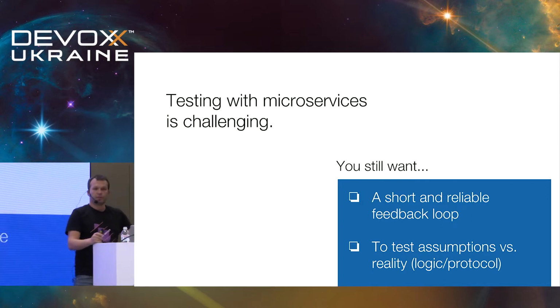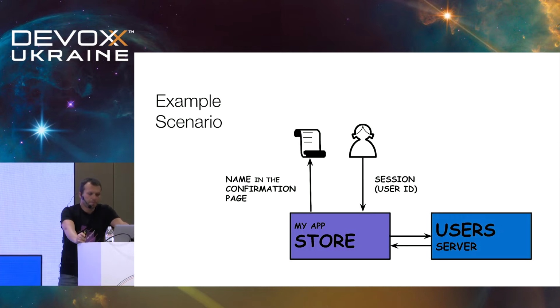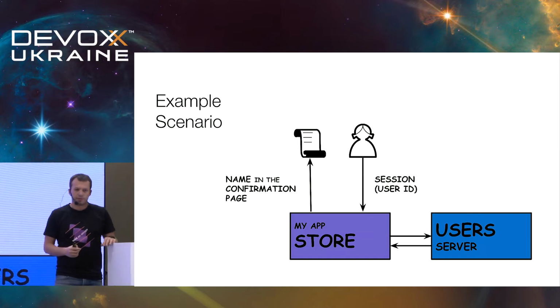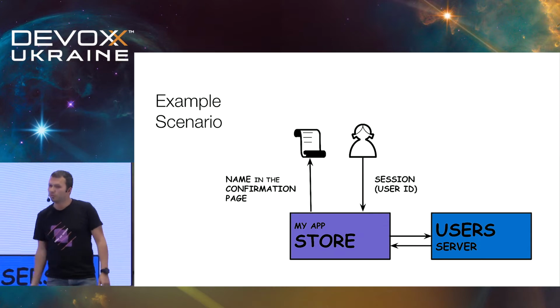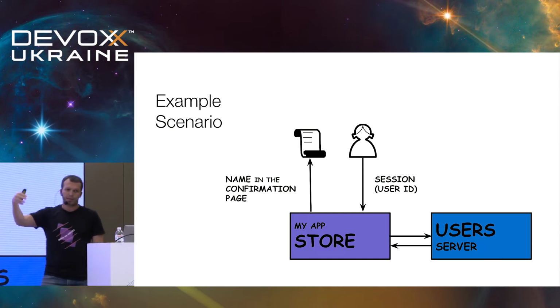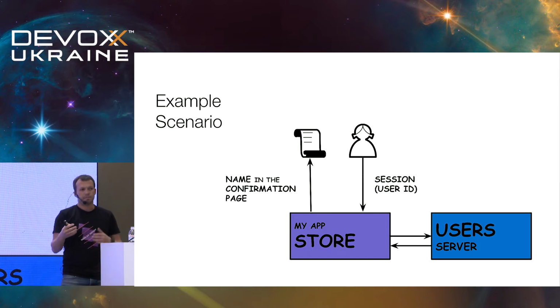So before we dive in, I want to recap a few tests, the types of tests that we are going to use. And to understand it easier, I have this imaginary simplified example. Okay, so let's assume that we are developing a store application. And there is a basic business flow here. The user comes to the application with his session that includes the user ID, adds an item to the cart, clicks purchase, and then the user should see the confirmation page.